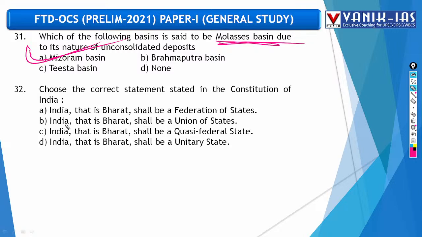Okay. Choose the correct statement regarding the Constitution of India. India, that is Bharat, shall be a Federation of States. No, it's not a Federation of States. Federation is like the United States, where states have more power. India, that is Bharat, shall be a Union of States. Yes, it's a Union of States. India shall be a quasi-federal state, India shall be a union state, that is not mentioned. B is the answer.